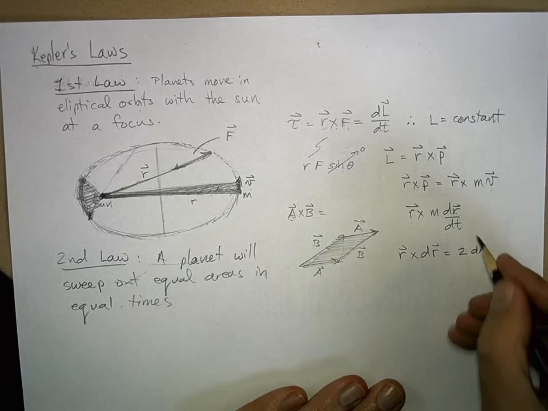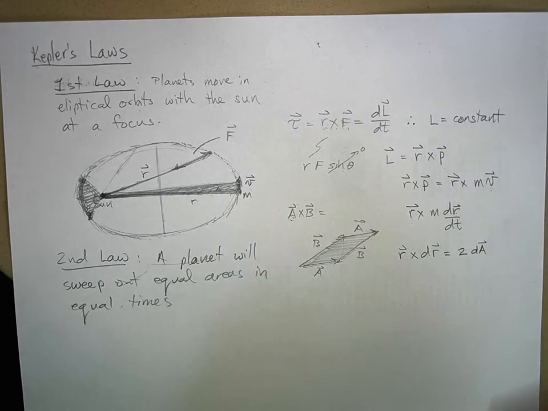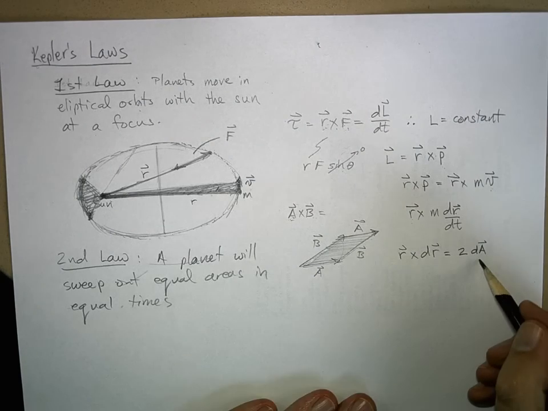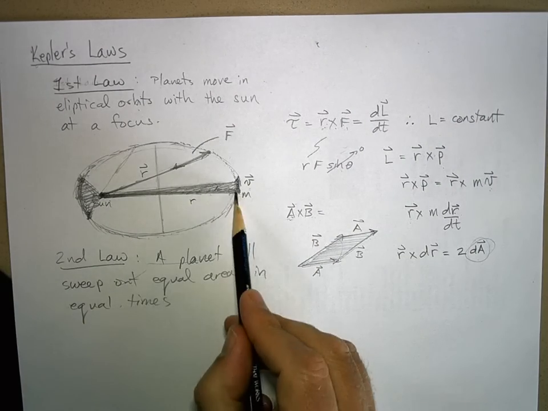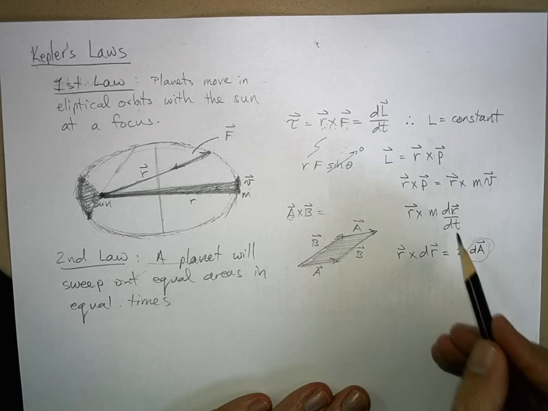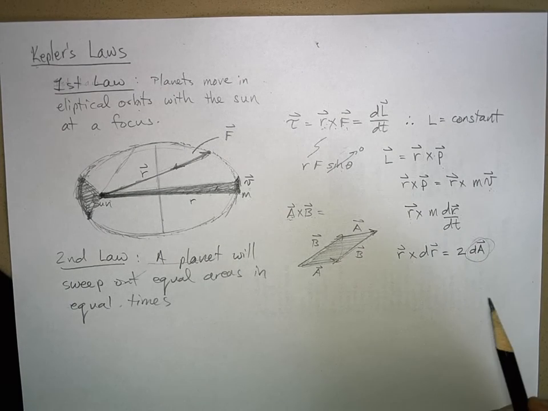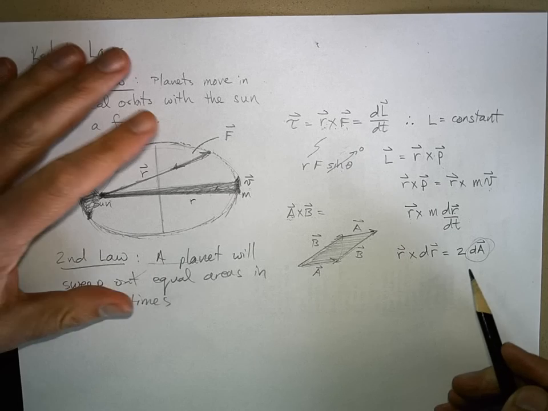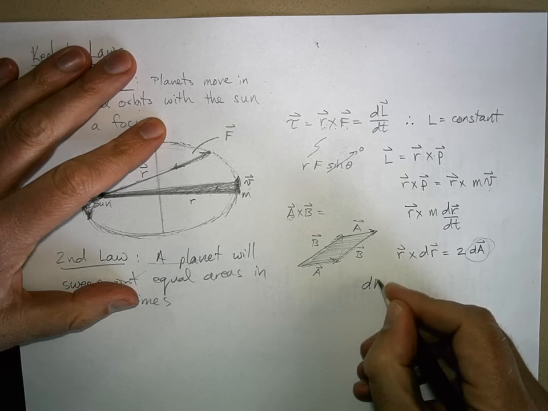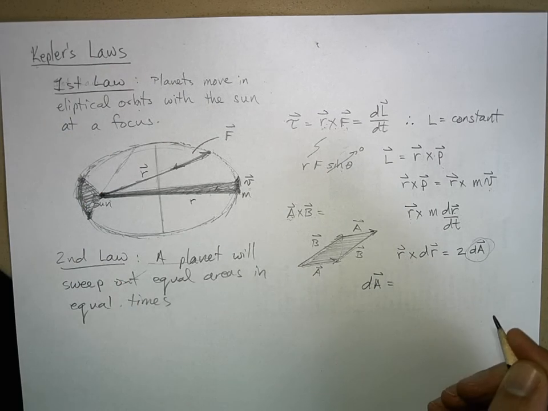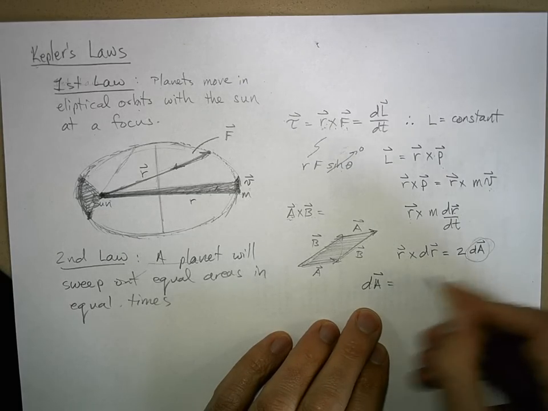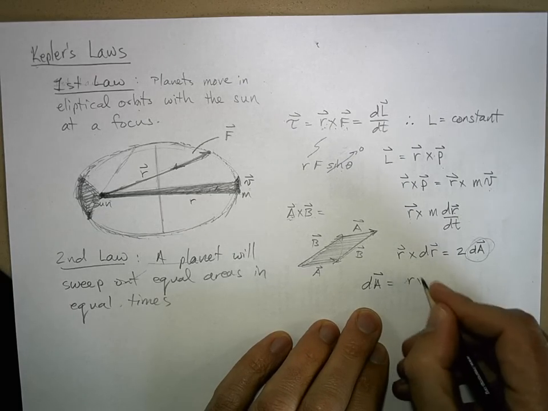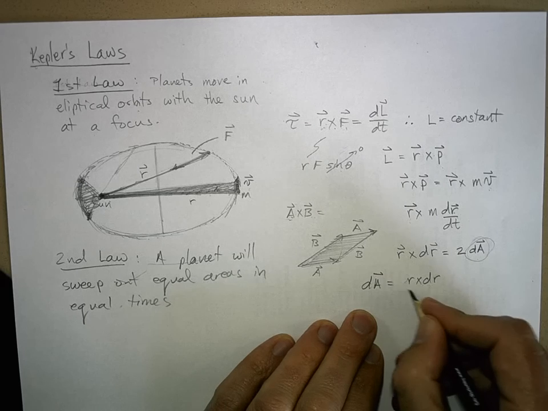Okay. And of course, an area has a vector when you sweep from R across dr. So this is the area of the wedge that I sweep out in a little bit of time, dt. So what I can do is I can say that dA is equal to R cross dr over 2.